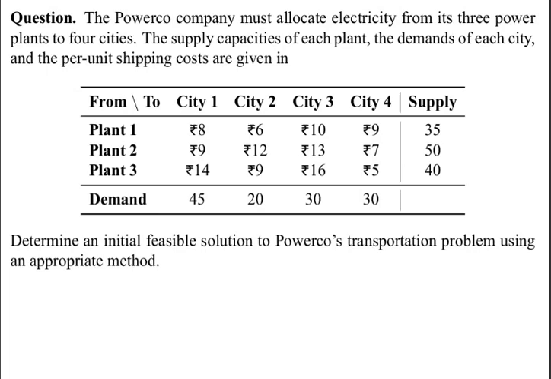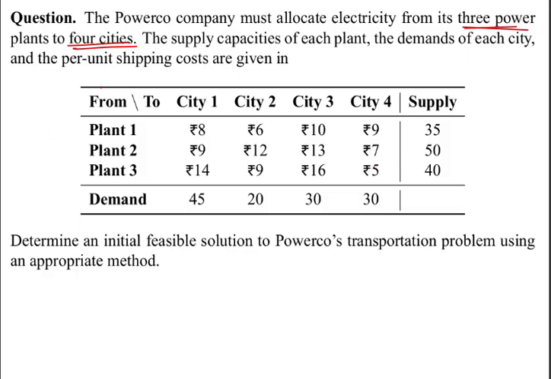Hi friends, in this video we are going to solve this transportation problem. What is the question given? The power company must allocate electricity from its 3 plants to 4 cities. The supply capacity of each plant, the demand of each city, and the per unit shipping costs are given in this table.